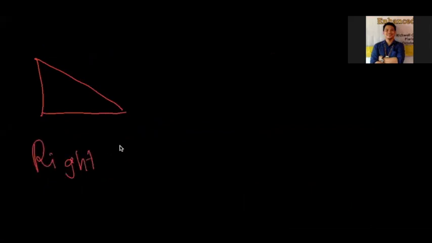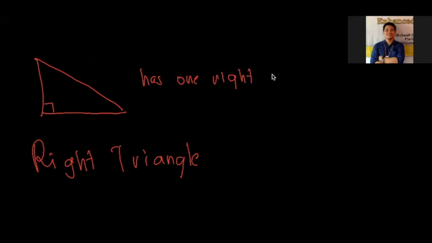The third, but definitely not the least, is what we call the right triangle. A right triangle has one right angle. How about in a right triangle? Is it possible to have more than one right angle? If you know the answer, please type that in the comment section of this video.